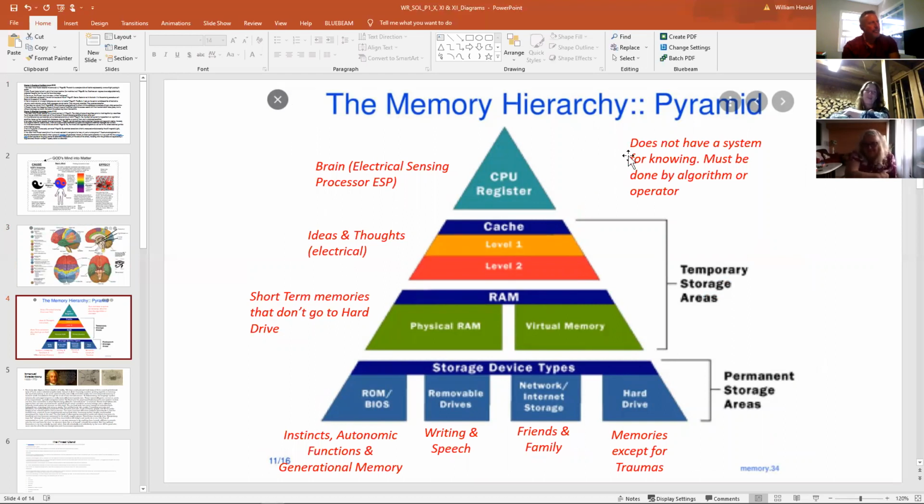But one thing about this is that it does not have a system for knowing. It's just recording information, recording memories, very similar to the brain. It must be done by an algorithm or operator. So in order for this to really get intelligence, to get any type of knowing, you're going to have to put an overlay, which is what we'd call artificial intelligence, or machine learning, which would be done through an algorithm, which is really a software program.